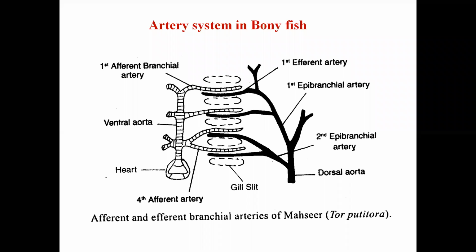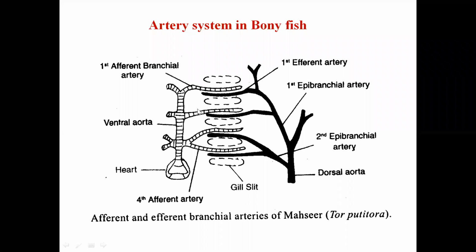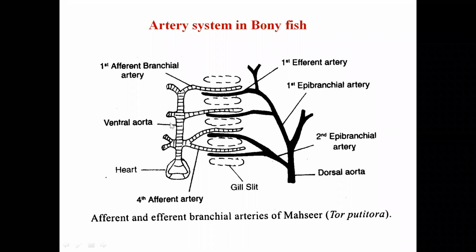When we differentiate between the elasmobranchs and teleosts, the main difference is the number of gill slits, or the gill arcs. The elasmobranchs have 5 pairs and teleosts have 4 pairs. So they have 5 pairs of gill arcs, that's why they have 5 pairs of afferent arteries, and the teleosts have 4 pairs, that's why they have 4 pairs of afferent arteries. Here the elasmobranchs have 5 afferent and 9 efferent arteries, and the bony fishes have 4 afferent and 4 efferent arteries.